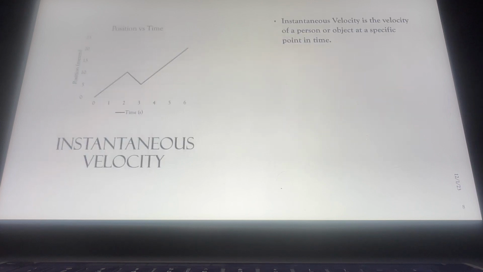Instantaneous velocity. Instantaneous velocity is the velocity of a person or object at a specific point in time. If you look at our graph right here, if you go along the x-axis, you see at 1 second, and then you look at the y-axis, they were moved 5 meters at that specific time. And you can use that for any point in time on that graph to figure out how fast they were going.